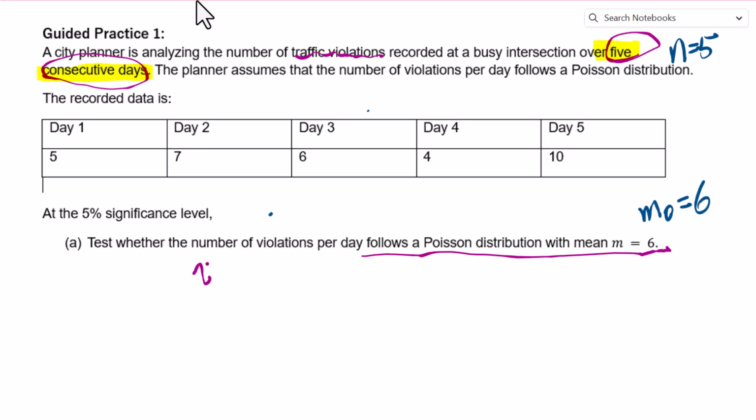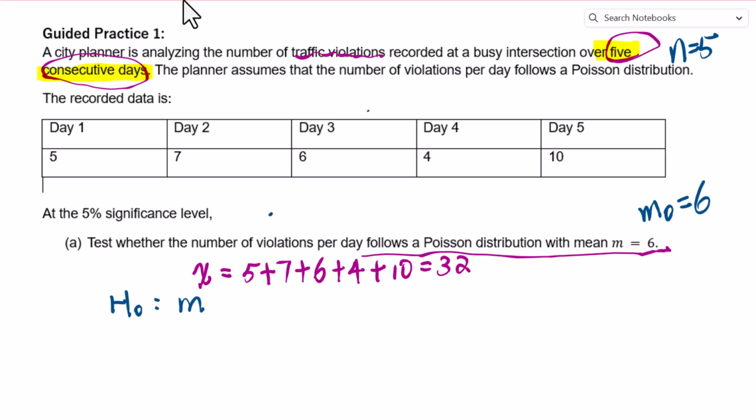First step, get this observed frequency in 5 days: 5 plus 7 plus 6 plus 4 plus 10 equals 32. Then we will write down H0: M equals 6 times 5 equals 30. H1: check here, 32 is greater than 30, so M greater than 30.